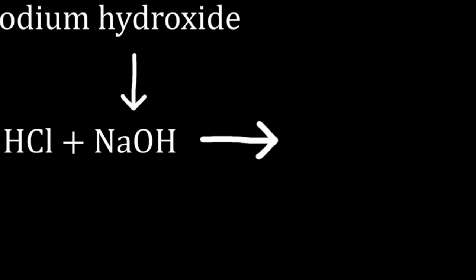Now, if you have a strong base and a strong acid and you pour them together, no, they will not explode. They will neutralize by forming water along with the salt, which is neutral. For example, hydrochloric acid and sodium hydroxide will form water and table salt.